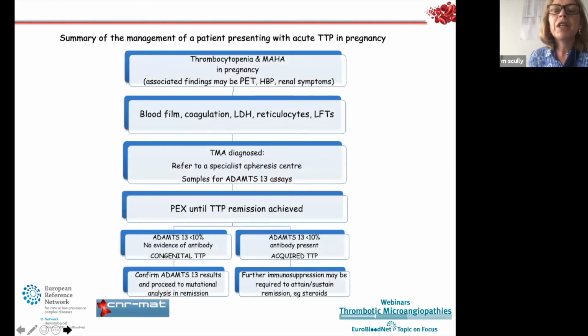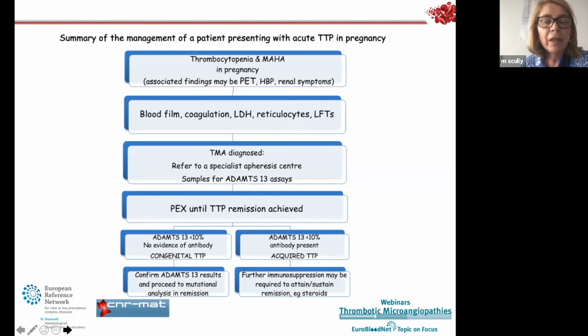So, management of a patient presenting with acute TTP in pregnancy. We need to look at a blood film, and we need to do a coagulation screen. LDH is really important. LDH in pregnancy is normal unless associated with situations where there is cell death. Retics, LFTs, and refer to a specialist centre that not only undertakes apheresis, but also has obstetric and neonatal care. Samples need to be sent for ADAMTS13 assays, and plasma exchange continues until TTP is in remission.